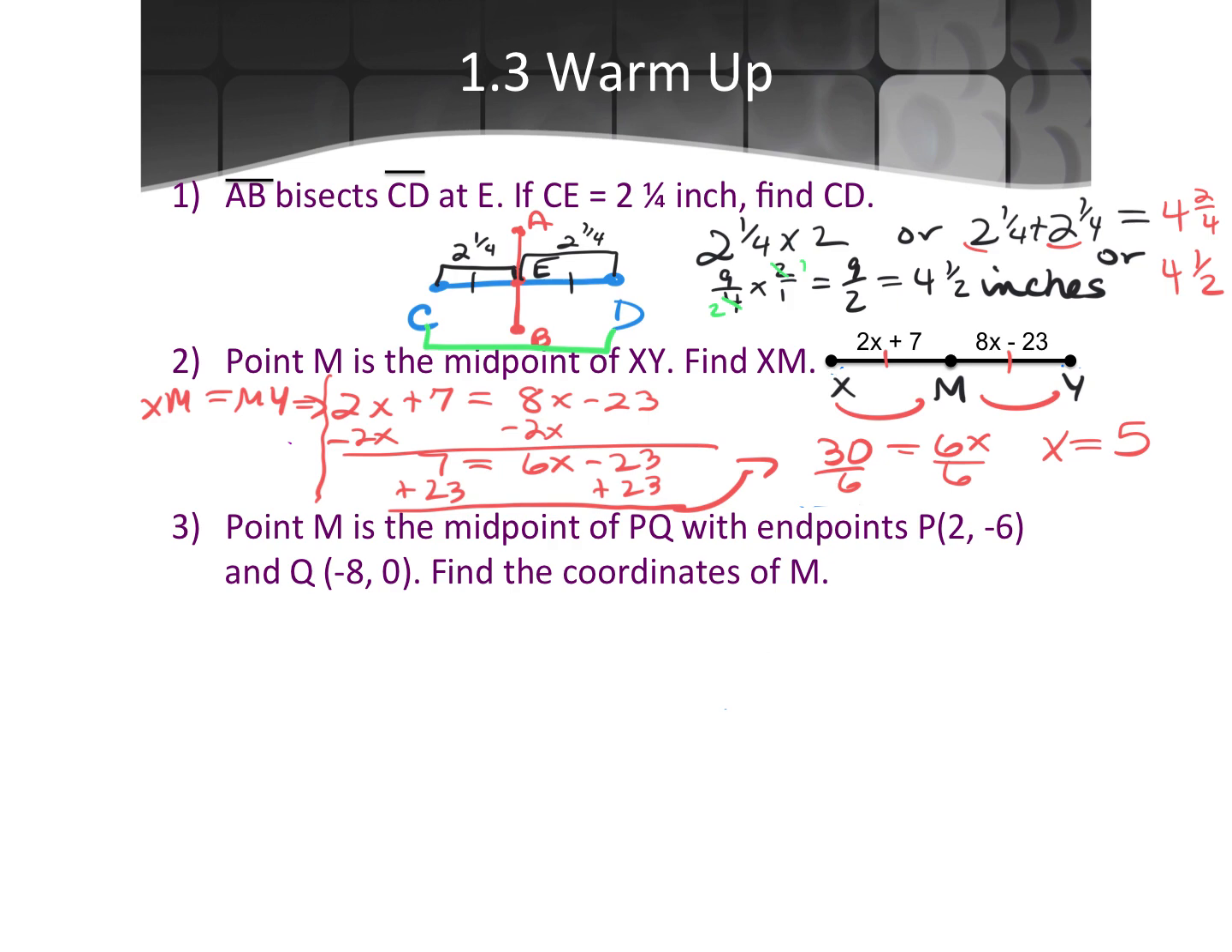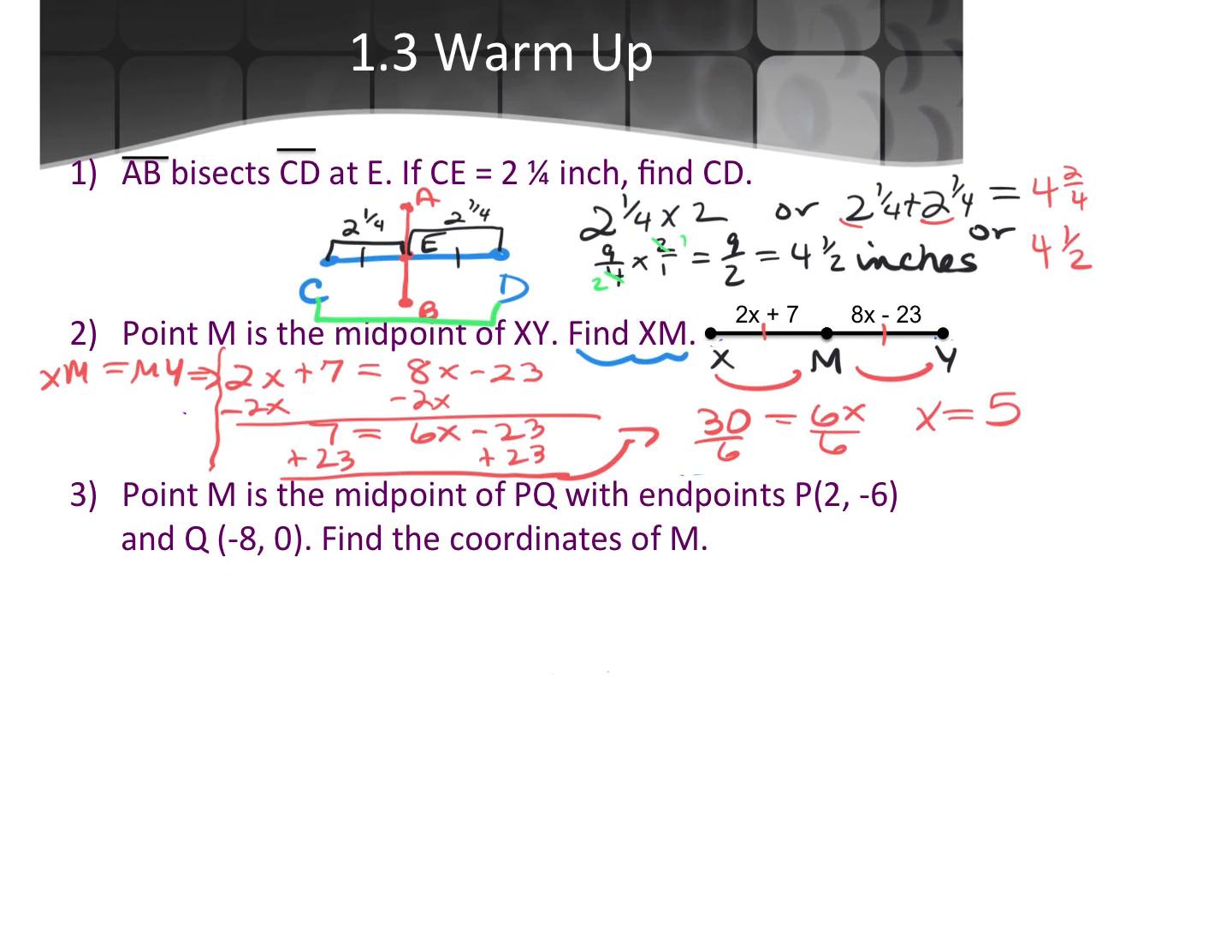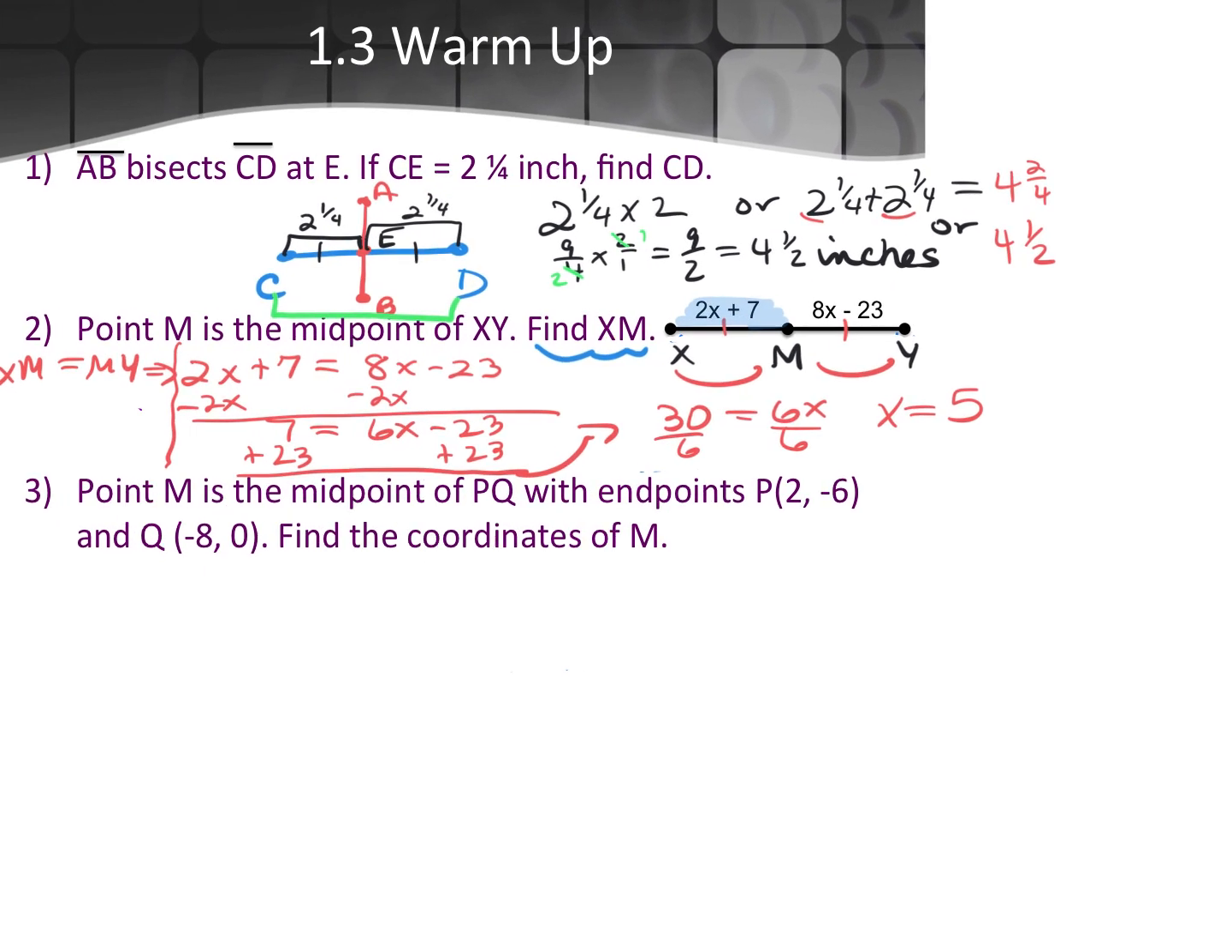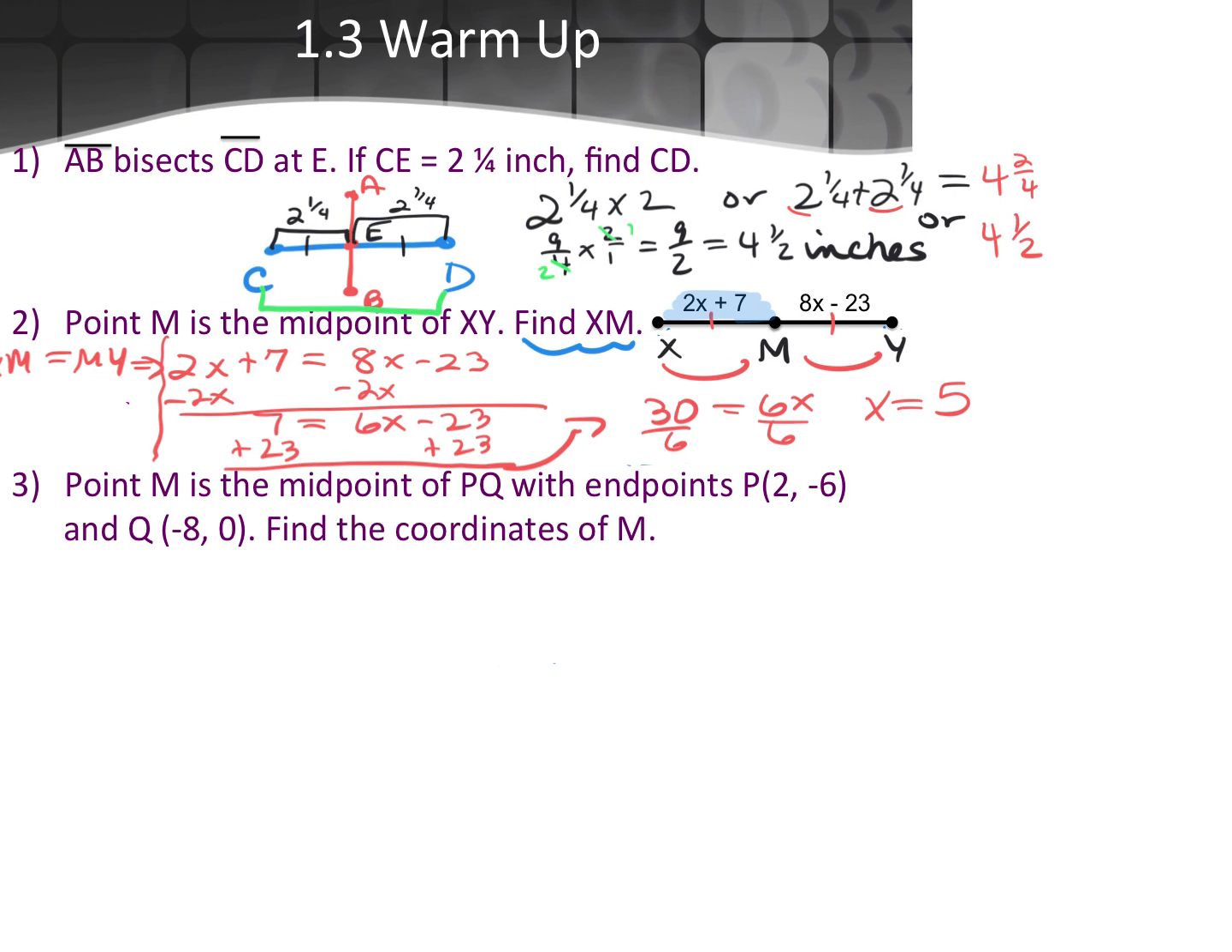Now the question didn't say find X. It wants me to find the length of XM. Remember, XM is this expression, 2X plus 7. So I'm now going to take the 2X plus 7 and replace X with my newly found value, and then I'll follow order of operations. 2 times 5 is 10, plus 7, and the length of XM will be 17.